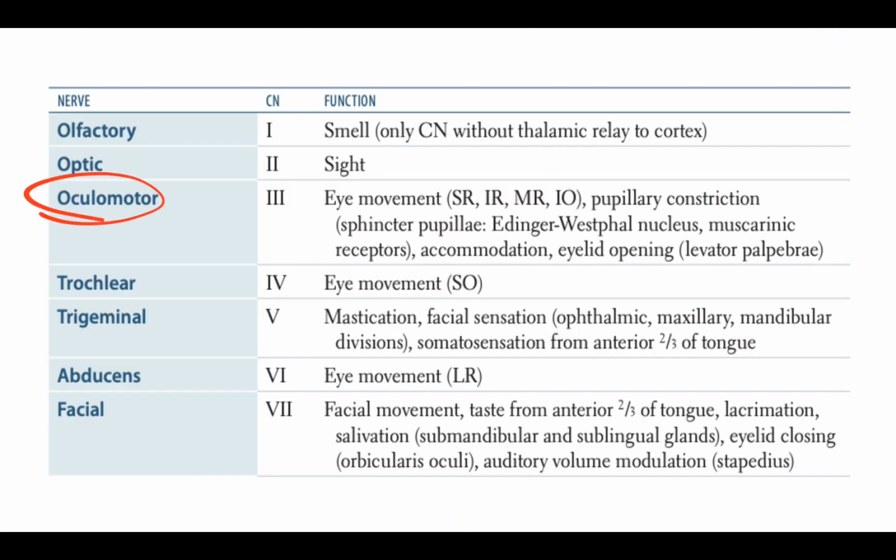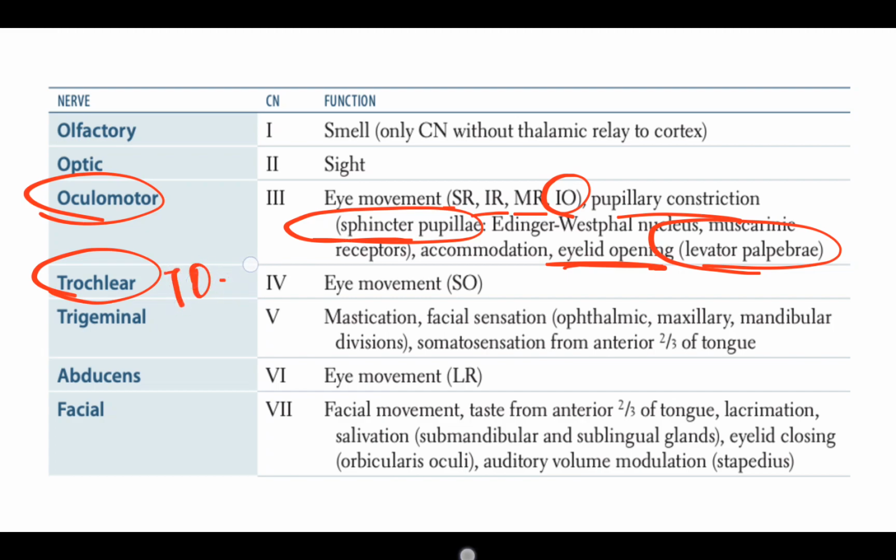Therefore, the main functions of oculomotor are with superior rectus, inferior rectus, medial rectus, and inferior oblique. Pupillary constriction by innervating the muscle sphincter pupillae, and by innervating the muscle levator palpebrae, it makes the eye open. Okay. And trochlear nerve for SO, therefore SO, right?